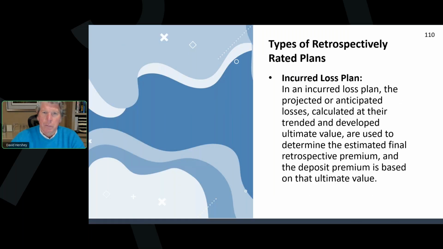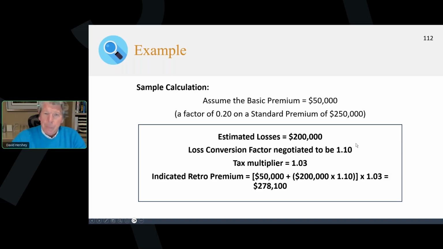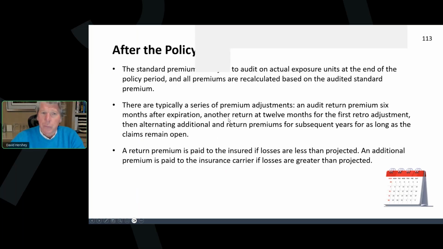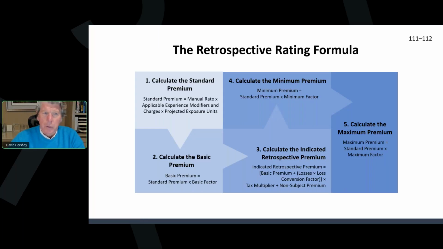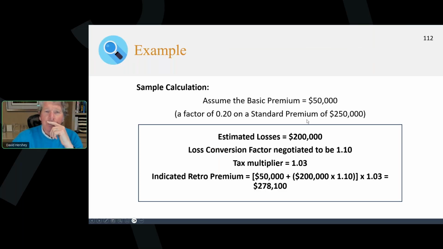Okay, that's how we got the standard premium, or excuse me, the basic, and then the 20%. This number here, remember, comes from the underwriter, so don't sweat that. All you need to know is this table. How do you come up with these numbers? Remember, the factors come from the insurance company. So we're going to set this number aside. We're going to use this.